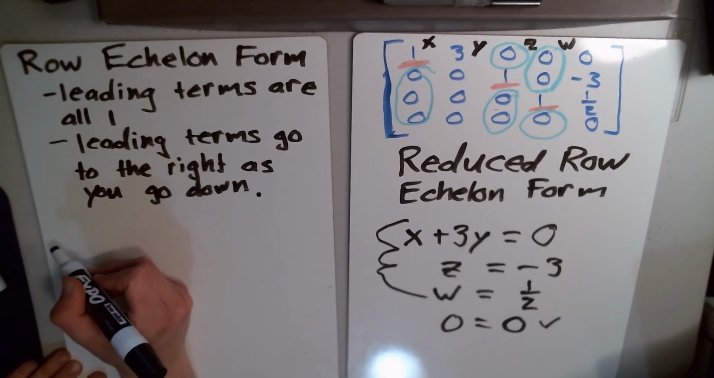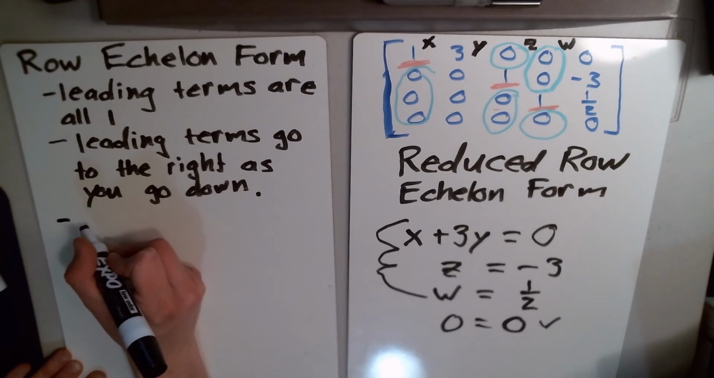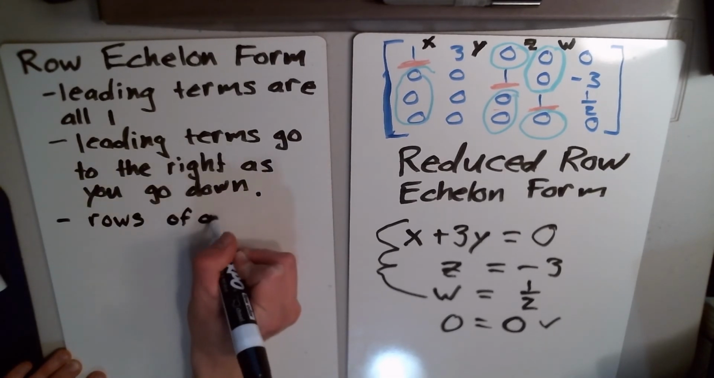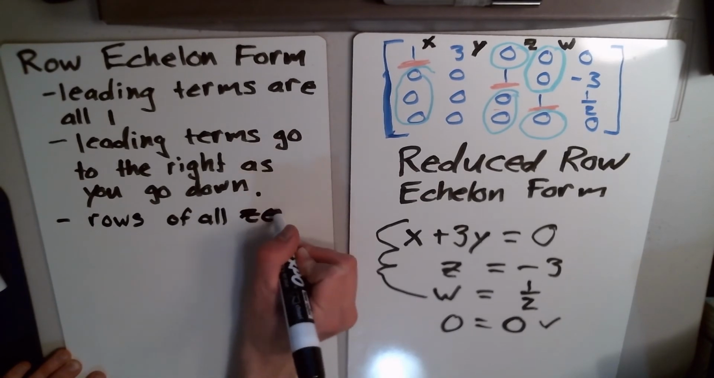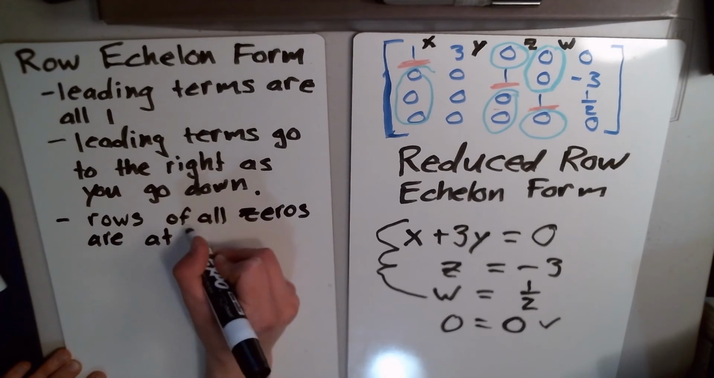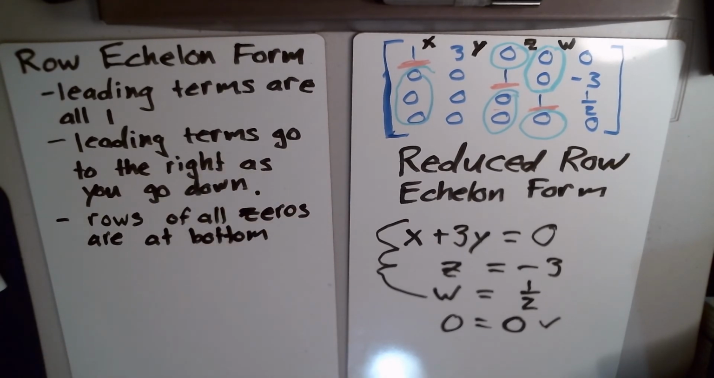Okay, and then the book does have a last condition that rows of all zeros are at the bottom. Okay, now this isn't a super important rule, but it is something the book has on there.